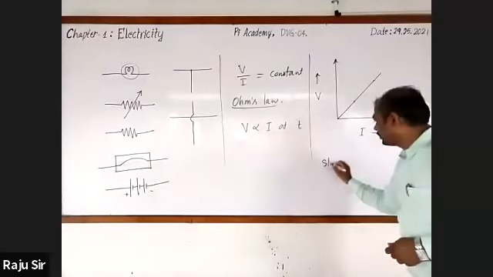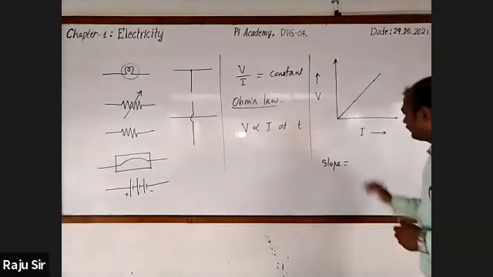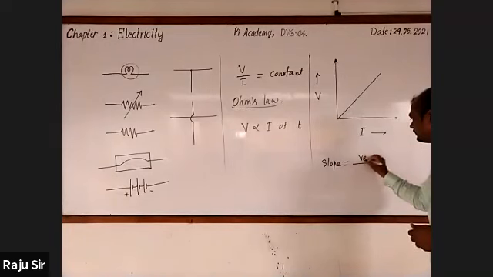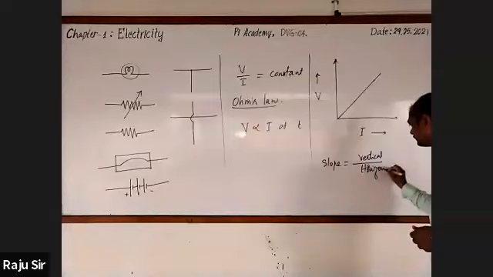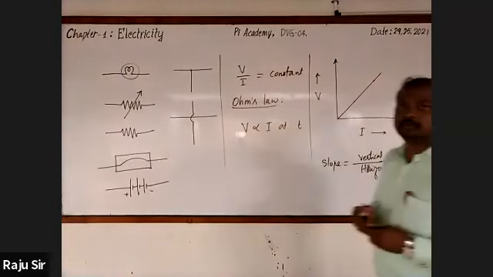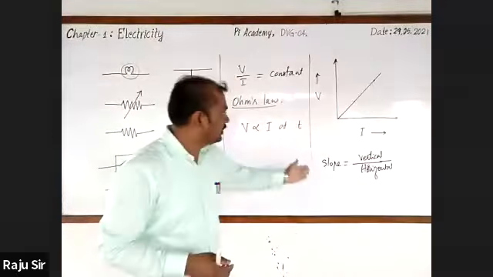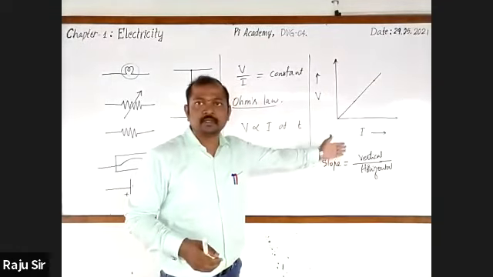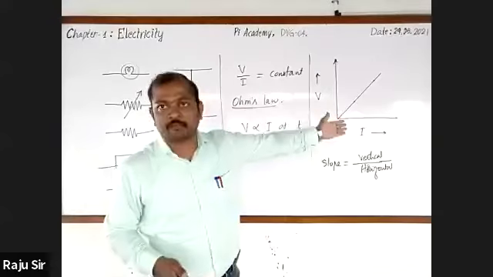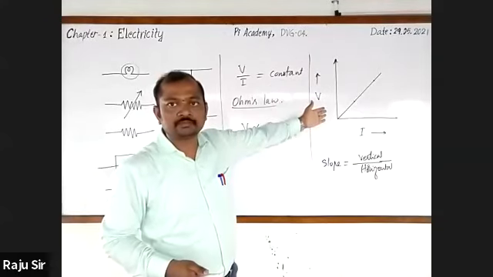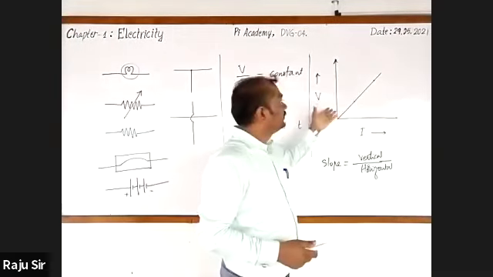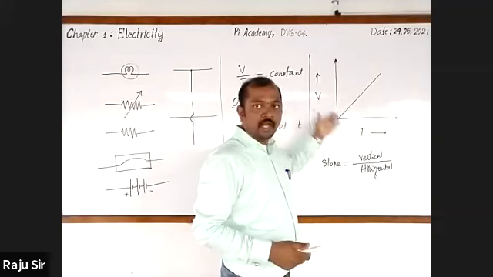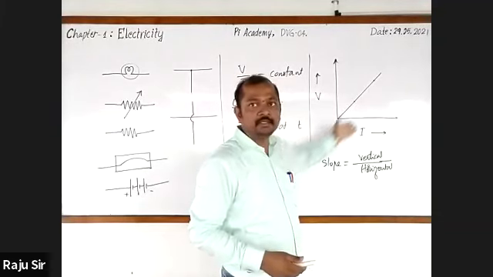We write slope of the graph as vertical distance by horizontal distance. It is slope. Once I repeat, the ratio of vertical distance to the horizontal distance is known as slope of that particular graph. Here, we all know that the nature of graph of V and I is a straight line.